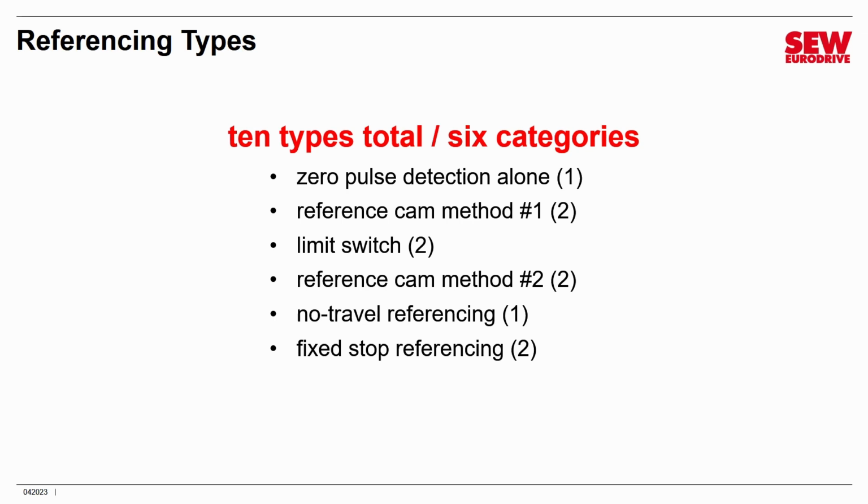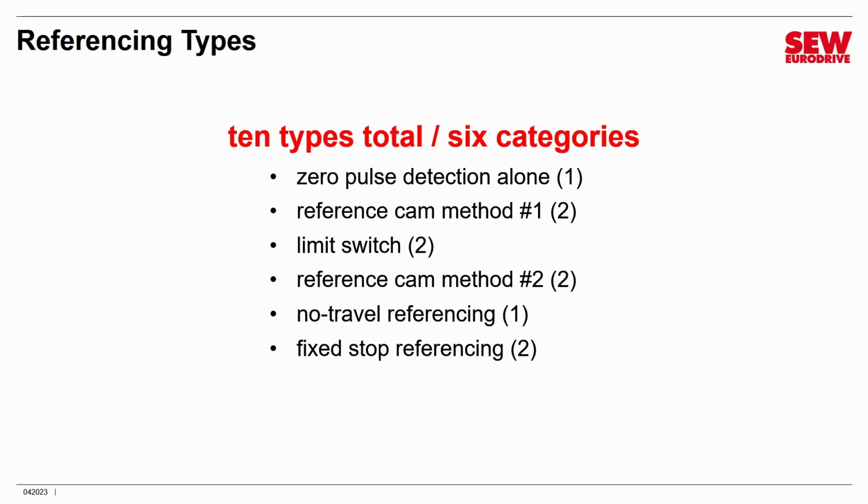All right, we've gotten the hardware side of referencing out of the way. Now let's talk about the different referencing types and how they work, how they're different from each other. As I've said, MOVI-C supports 10 different types, but it's really not quite that formidable. There are really only 6 categories, and here they are. You can see many of them are actually pairs. The first type is zero pulse detection alone. You just look for a zero pulse. The second type involves a reference cam. There are 2 types here. The third type involves the limit switches. There are 2 types.